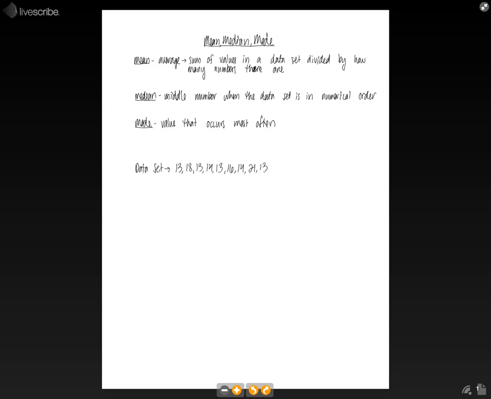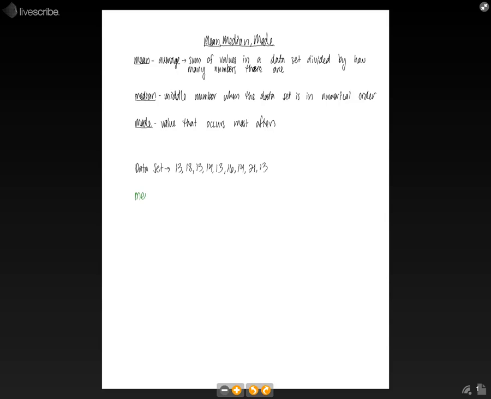And the median is the middle number when the data set is in numerical order. And the mode is the value that occurs most often in your data set. So if we look at this set of data right here, we will find the mean, median, and mode.